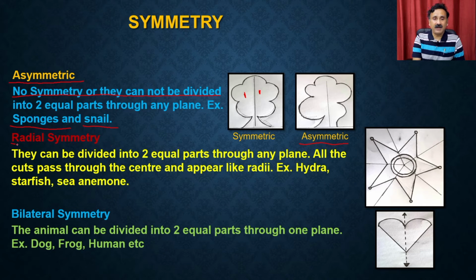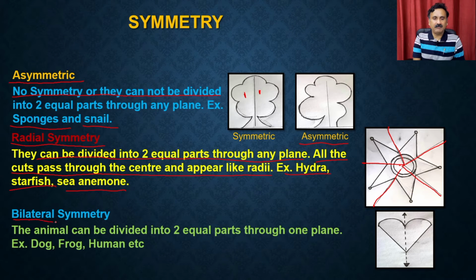Then we have the radial symmetry. Radial symmetry is when you cut it in the radial form, for example, from the center, and you generate identical portions. So, they can be divided into two equal parts through any plane. All the cuts pass through the center and appear like radii. For example, the hydra, starfish and sea anemones.